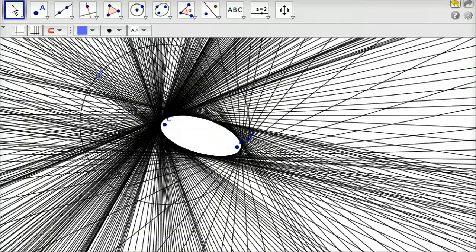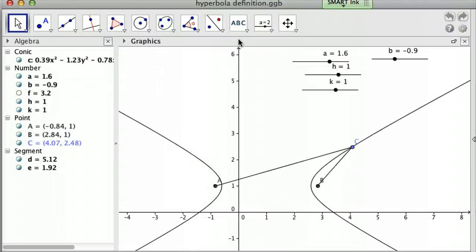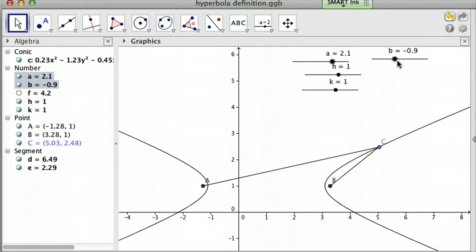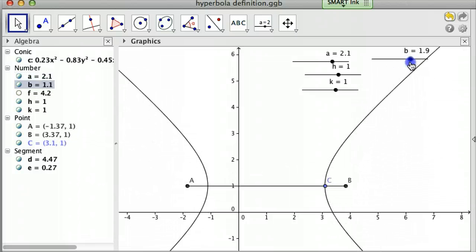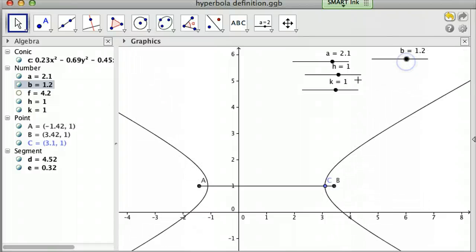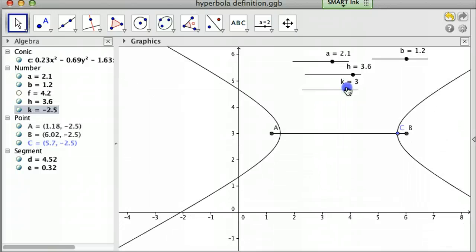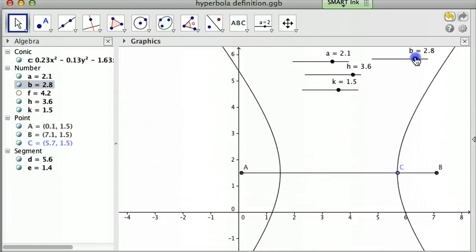Alright, so let's move this a step further and look at the definition. So here I have a hyperbola where I can change the size of A and the size of B. I'll keep them positive, and I'll show you what A and B stand for in a minute. And then H and K just shift the center of this left and right, or up and down. Also, these points, capital A and capital B, are the foci.